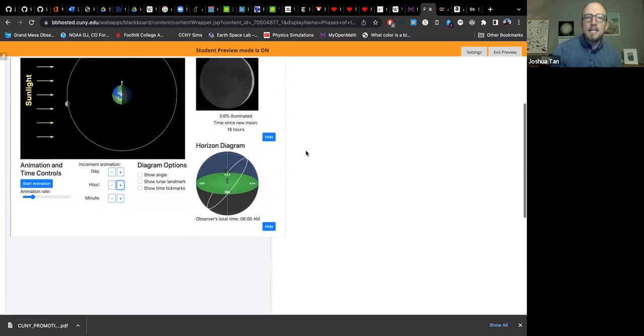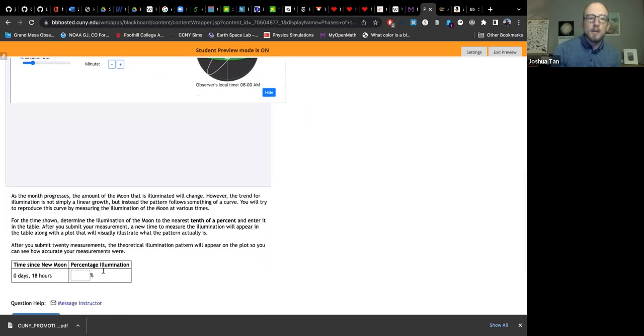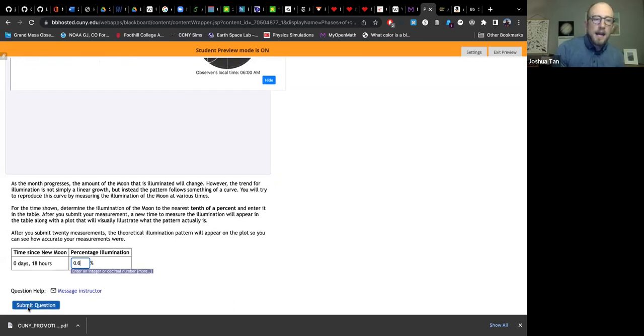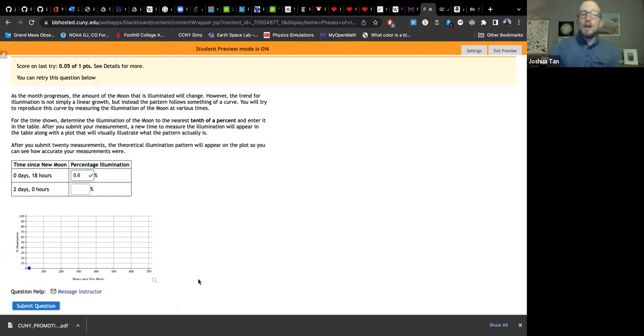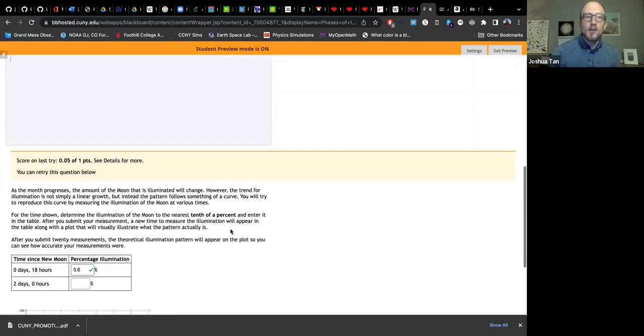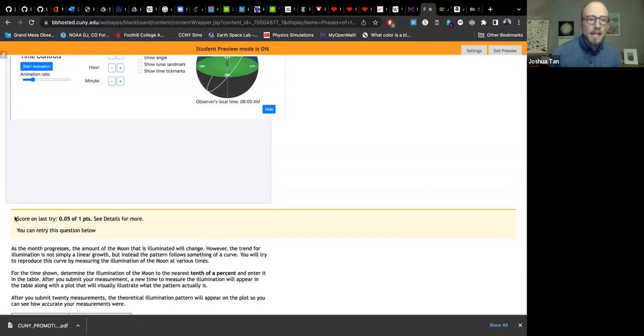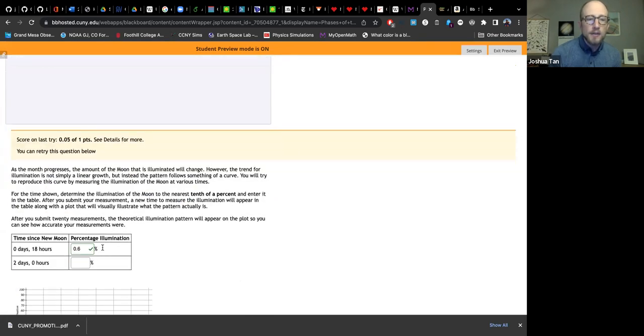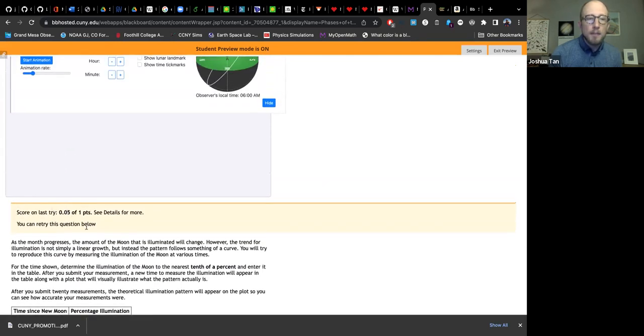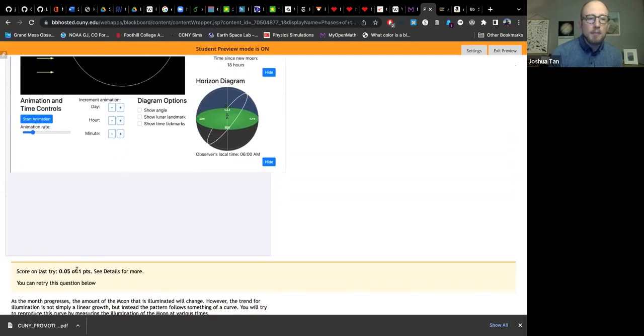So at this point, I can see it's 0.6% illuminated. There's a percentage indicated here, so I'm going to put 0.6 in here and then submit. And if I get the right answer, it'll give me a little green check mark and it'll plot the little point on a graph down here so I can see what's going to change and what kind of curve I'm going to make, right? Now, you can see that it says different things here as I add more and more points. As I get more and more of these on, I'm going to get closer and closer to that full point.